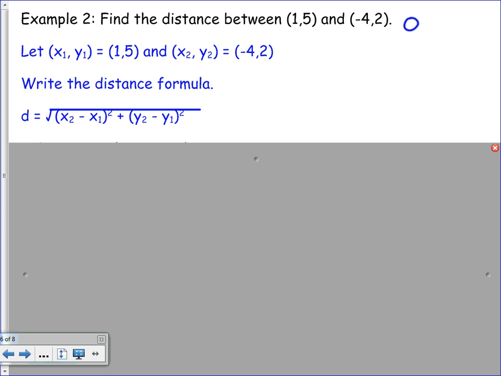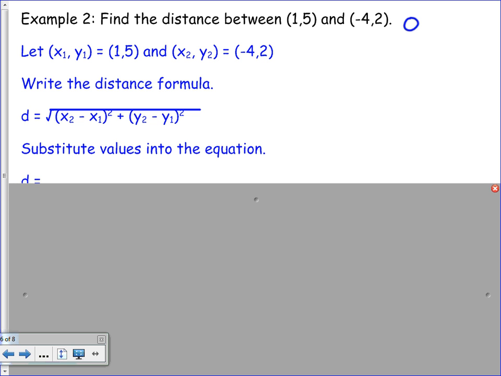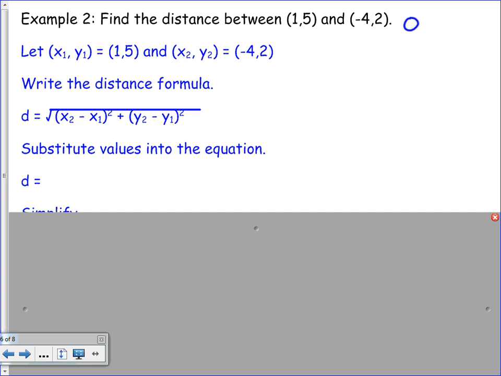Now we'll write the distance formula. That equals the square root of the difference of the x's squared plus the difference of the y's squared. Now we're going to substitute the values into the equation. So the distance equals the square root of x2, which is negative 4, minus the first x, squared, plus the difference of the y's, so 2 minus y1, which is 5, squared.